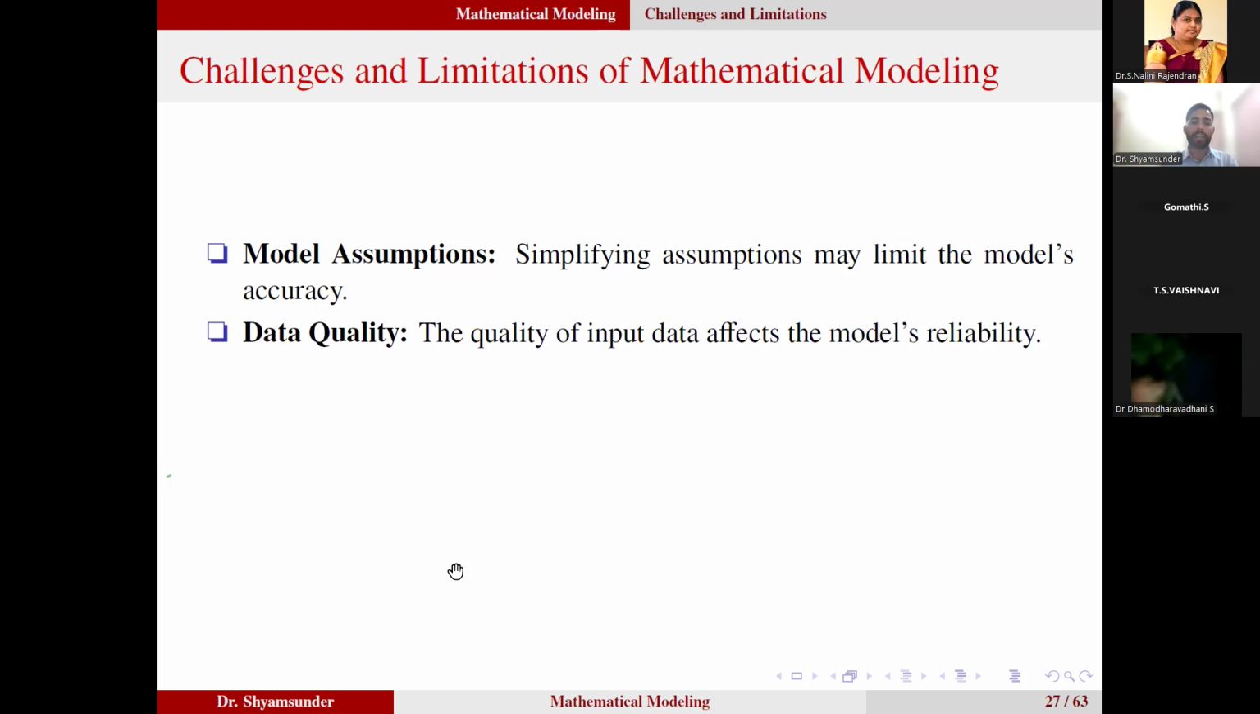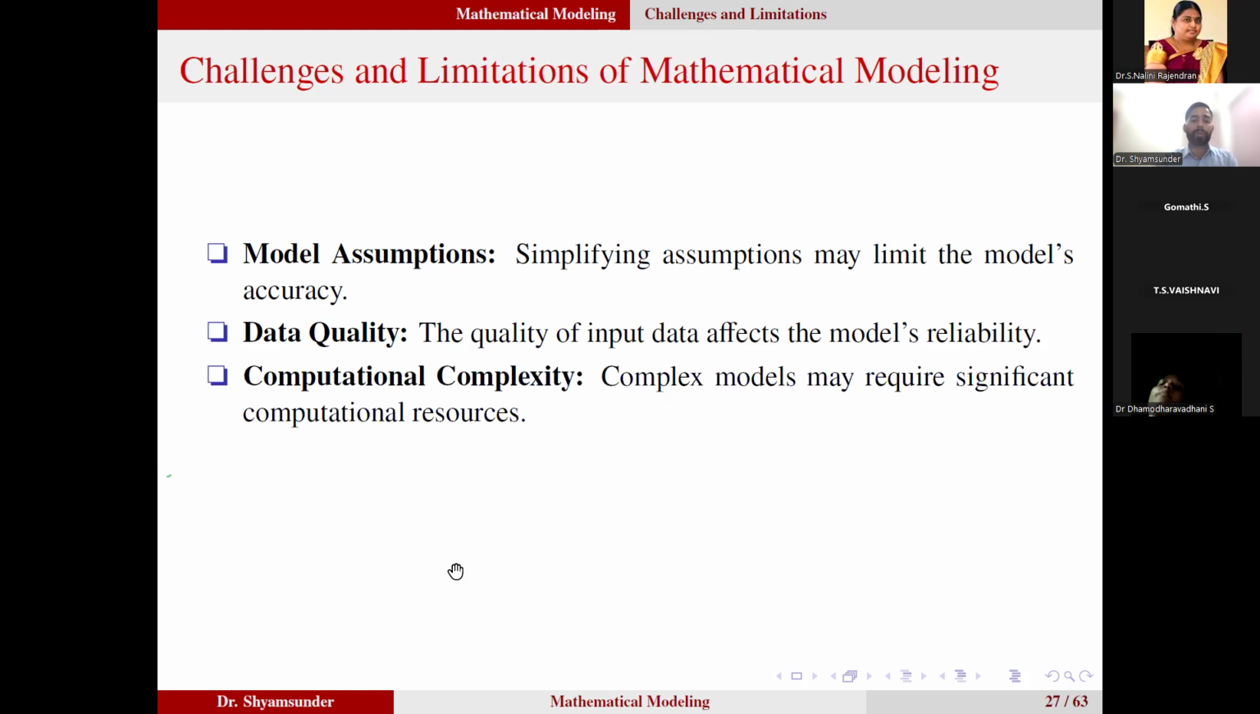The second is data quality. The quality of the input data affects the model. Sometimes the data is not available. We may need different types of data; secondary data is available, but primary data we sometimes collect through sampling, and errors found there also affect the results of the questionnaire.